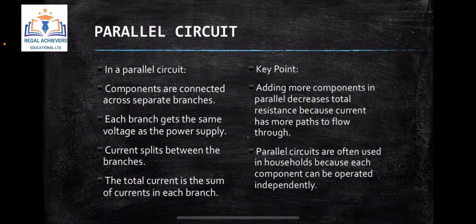Parallel circuit. In a parallel circuit, components are connected across separate branches, and each branch gets the same voltage as the power supply. Current splits between the branches as well, and the total current is the sum of the currents in each branch. The key point to take note of: adding more components in parallel decreases the total resistance because current has more paths to flow through. This is the reverse of what happens in series circuits. Parallel circuits are often used in households because each component can be operated independently.